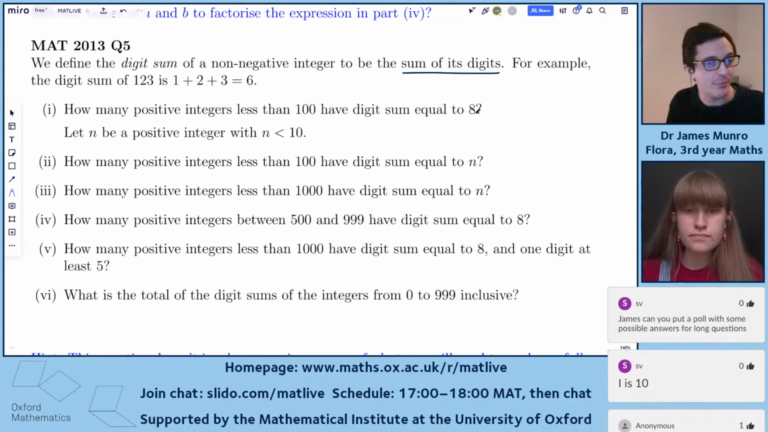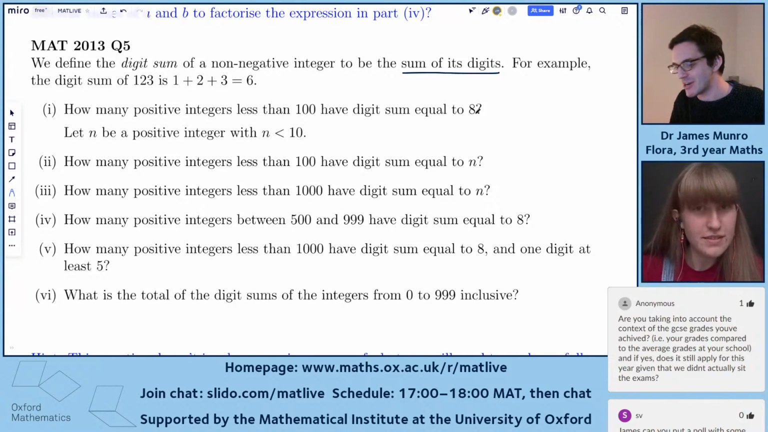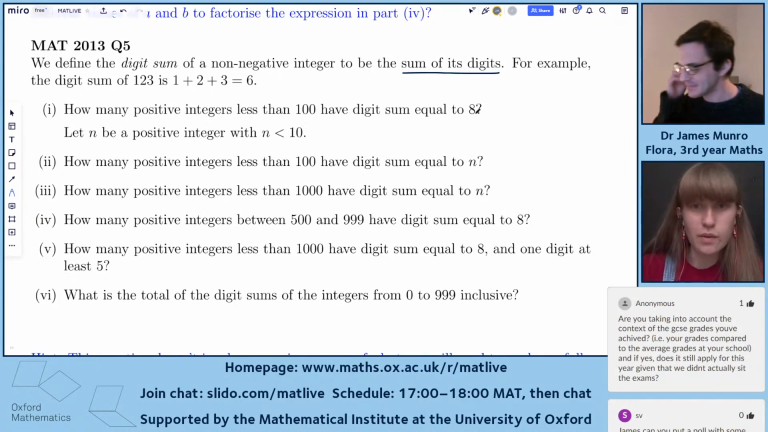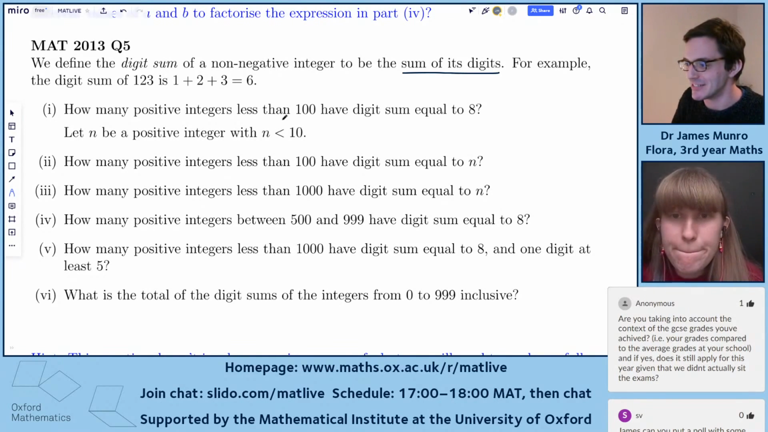SV would like a poll. The polls are actually annoying to make on the fly with possible answers for long questions. I was going to say, can I try and create a poll? Do you want to try and create a poll for part 4? Do you know the answer for part 4? I've got it on a post-it note on my monitor. I don't know what's going on, never mind. Never mind. Okay, right. We're not going to do a poll.